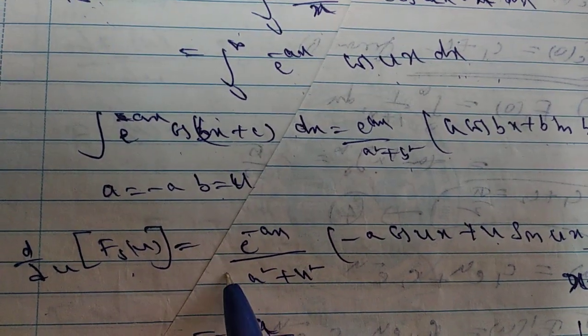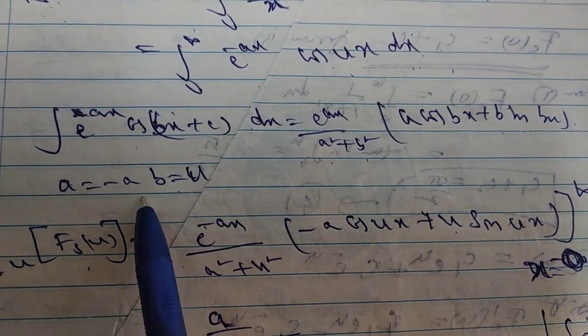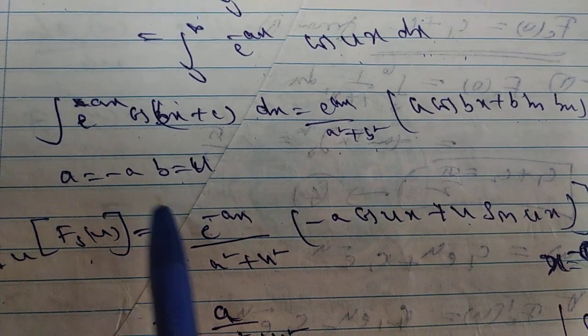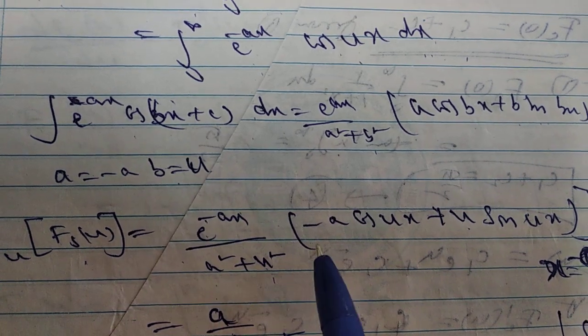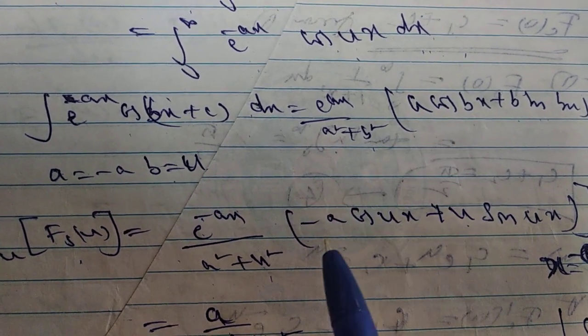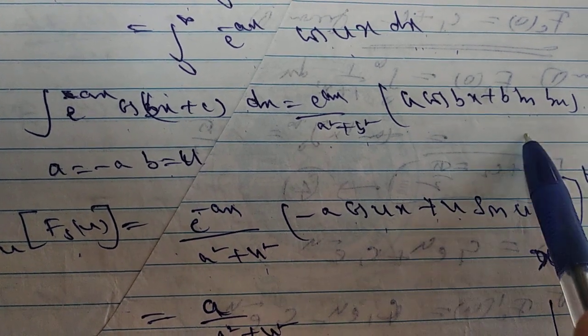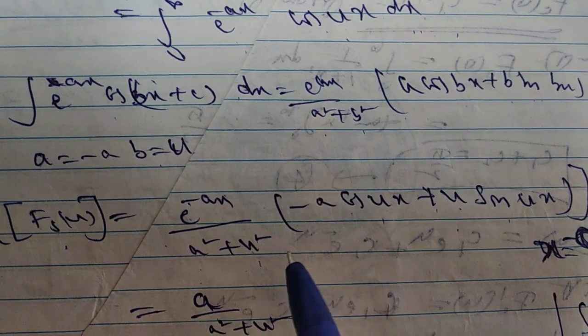So that is equal to, see formula, e power of ax. A means what? Minus a, e power of minus ax divided by a square plus b square, that becomes a square plus u square. B means u. A is equal to minus a cos ux plus b is equal to u sin ux. So integration is over.